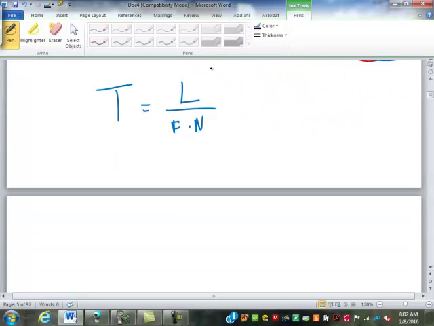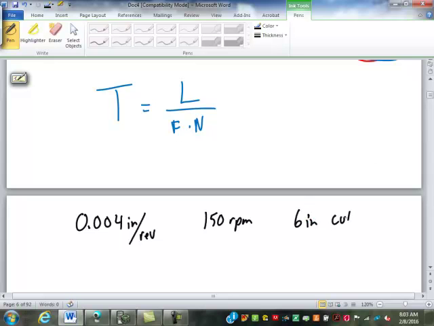So let's say that we have a material that allows us to have a feed rate of 0.004 per revolution. We are turning at 150 RPM. And we need to make a 6-inch cut. How long will this take?